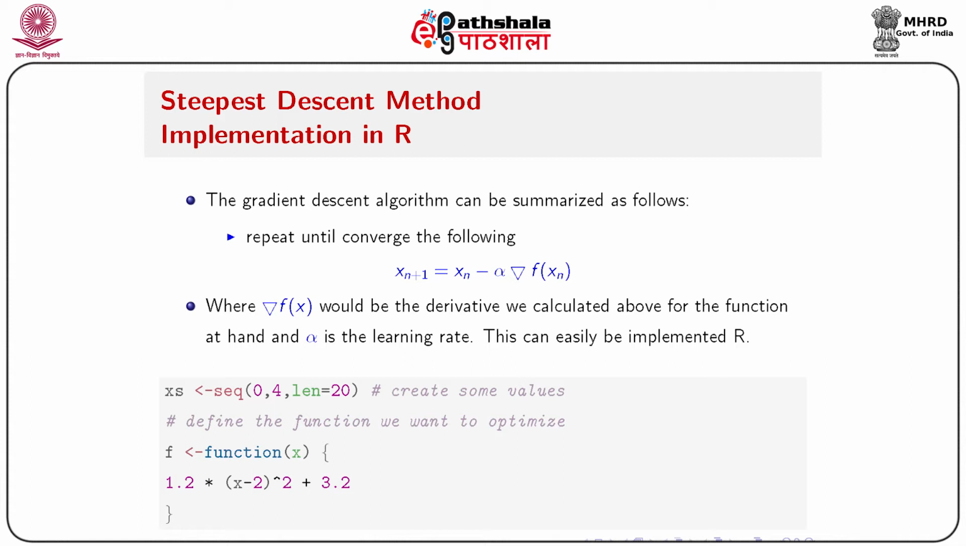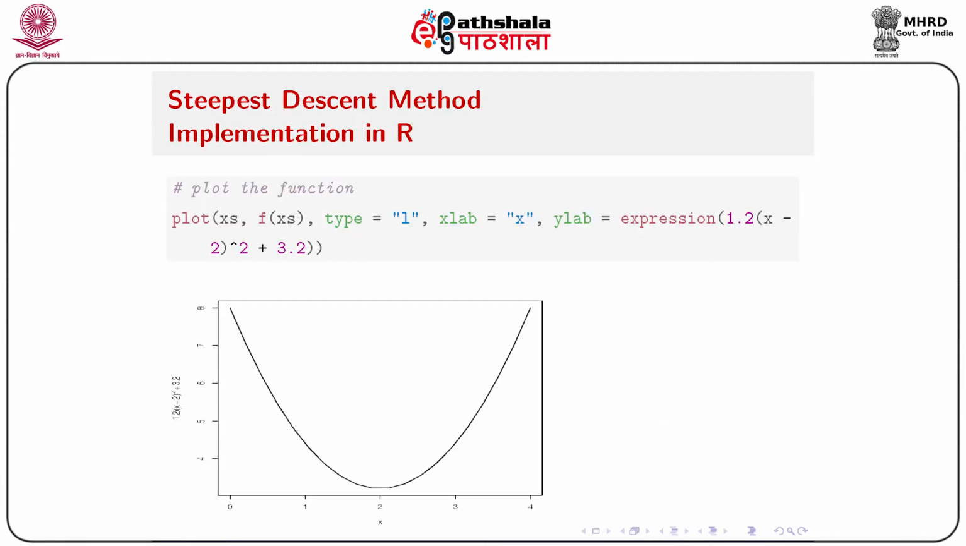Say in R, define one variable xk as a sequence, that is, create some values, a sequence from 0 to 4 of length 20, and the total length of the array would be 20, and you will get real numbers from 0 to 4. Then define the function we want to optimize. Our function was 1.2 into (x minus 2) whole square plus 3.2. So, we will define f as a function, passing the value x, with 1.2 into (x minus 2) square plus 3.2, and this is the function. Just passing the value of x, you will get the value of the function. If I plot this function through a simple plot command, plotting f of xs against xs, you will get a plot like this.